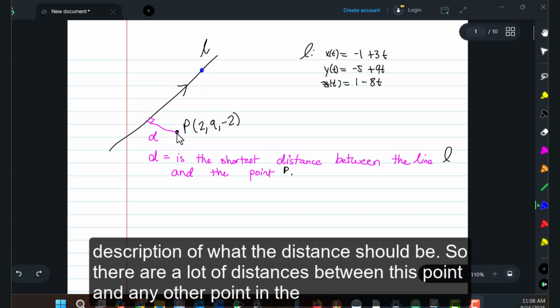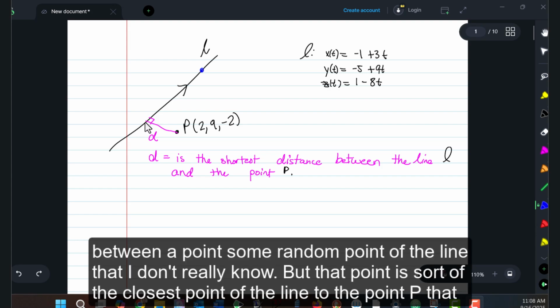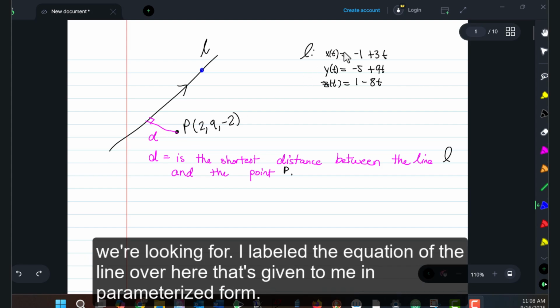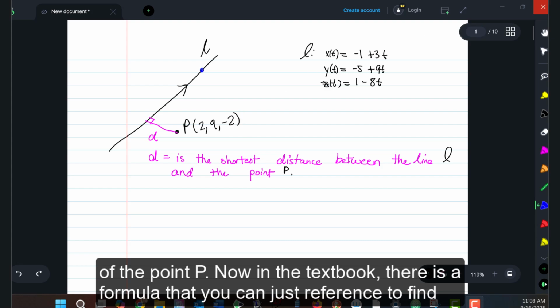So there are a lot of distances between this point and any other point in the line, but there is the closest distance, which I drew with a pink line segment between some random point in the line that I don't really know, but that point is the closest point on the line to the point P that we're looking for. I labeled the equation of the line over here that's given to me in parameterized form. I said this is what D is, the shortest distance between the line and the point P, and I labeled the location of the point P.